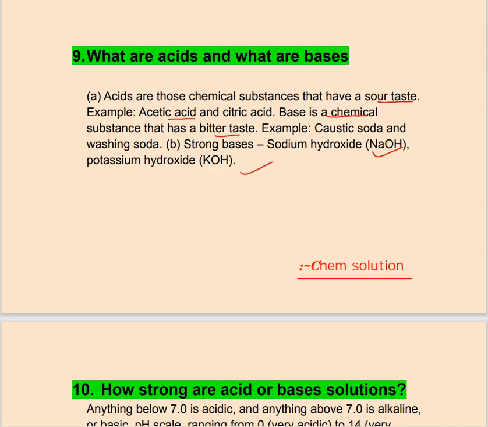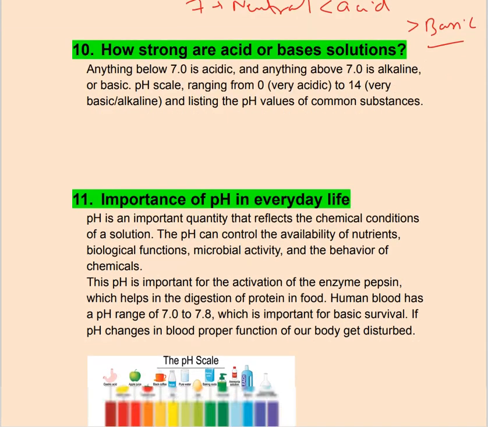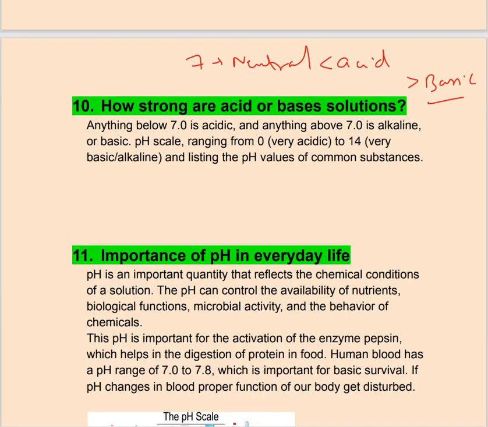Okay, how strong are acid or base solutions? You know that if the pH of the solution is 7, then it is neutral. Less than 7 it will be acidic, and more than 7 it will be basic. Clear? Talking about pH, it is the negative logarithm of hydrogen ion concentration.